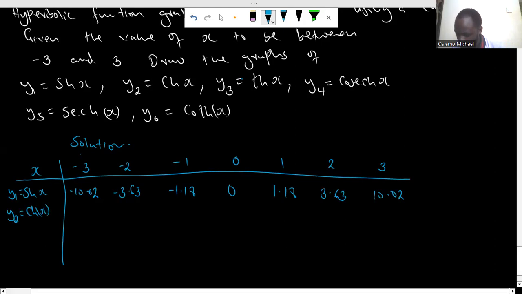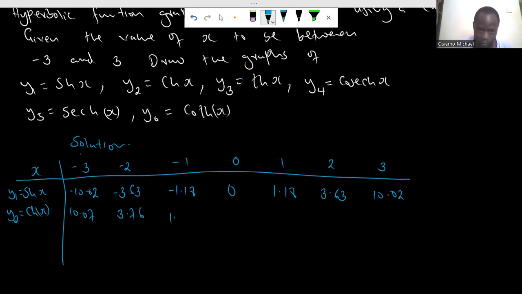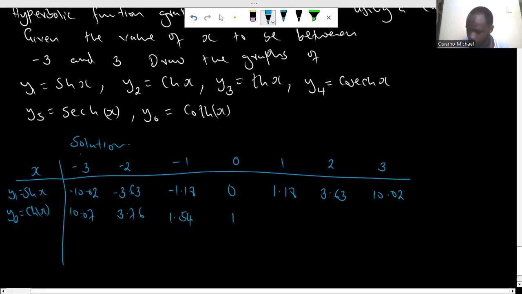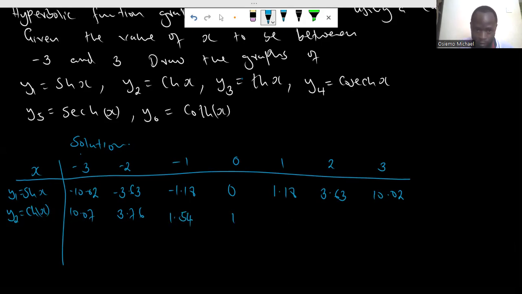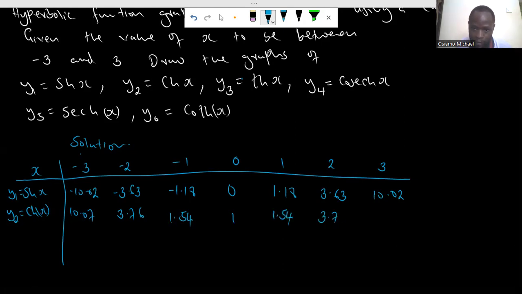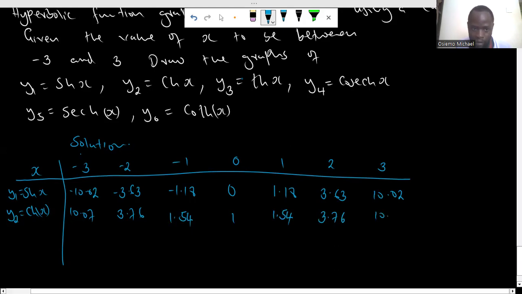Then we have y2, which is equal to ch of x. For the ch of x, we have 10.07, 3.76, 1.54. Then you have 1. Then 1.54, 3.76, and 10.07.